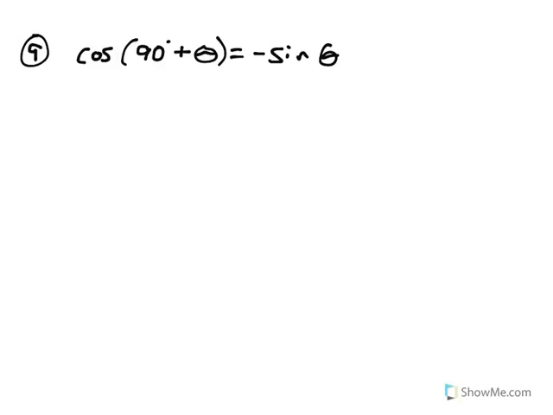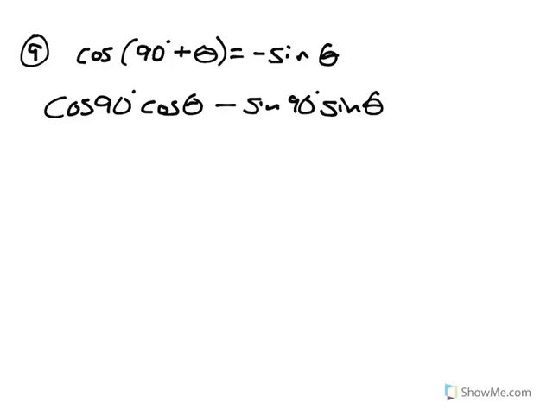Number 9, the directions are verify that the equation is an identity, which means we need to make each side of the equation equal to each other. Cosine of 90 degrees plus theta is a sum identity for cosine, which is cosine of 90 times cosine of theta minus sine of 90 times sine of theta. This is in degrees. Well, what is cosine of 90 and sine of 90?